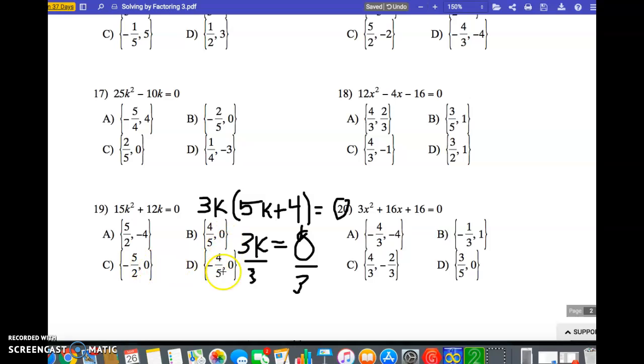So one of these zeros is going to work. But also do 5K plus 4 and make that equal to 0. So if I do 5K plus 4 equal to 0, you're going to solve this and find out the other solution. I can subtract 4, just to make this a little quicker. So now you get 5K equals negative 4.